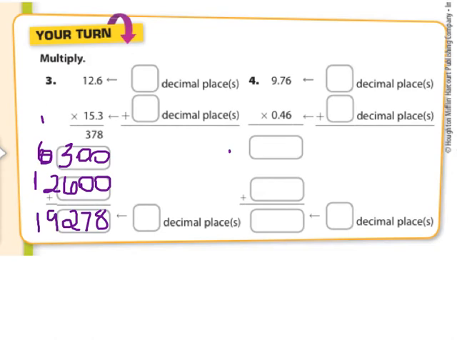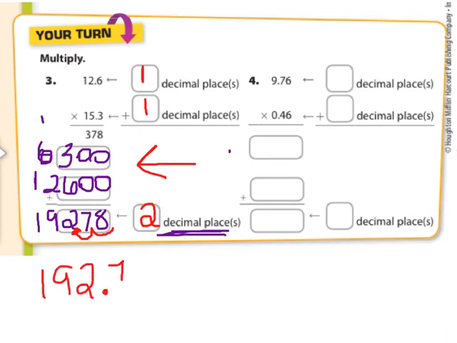Now, we have to go and figure out how many decimal places we need to put into our answer. Okay, so our first factor had 1 decimal place, and our second factor had 1 decimal place. So altogether, we're going to need 2. And so we just simply scoot over. Make sure you always start at the back of the number and move that direction. Never start at the front, always at the back. And so our final answer would be 192 and then 78 hundredths.